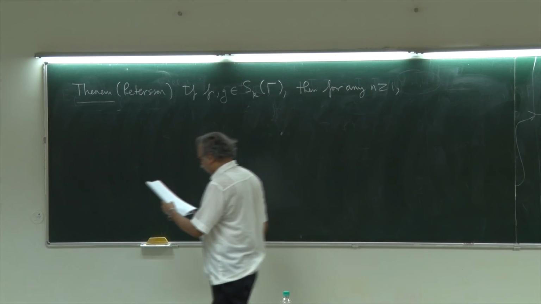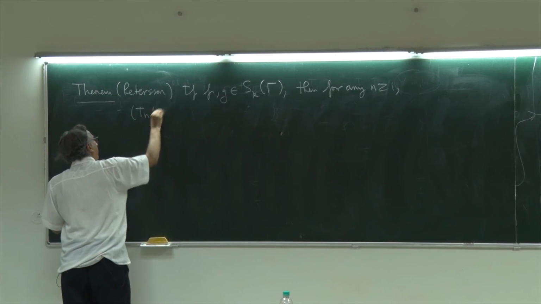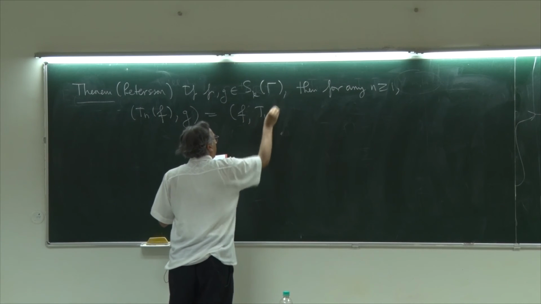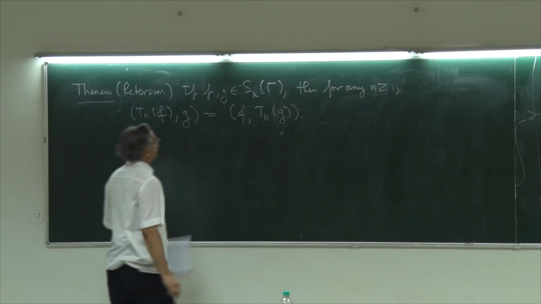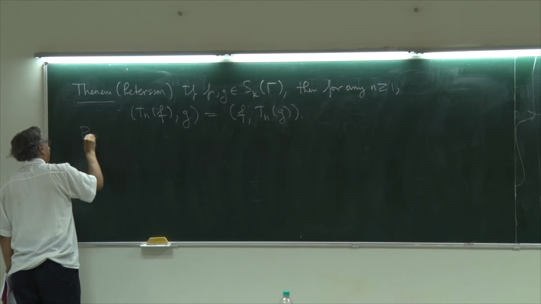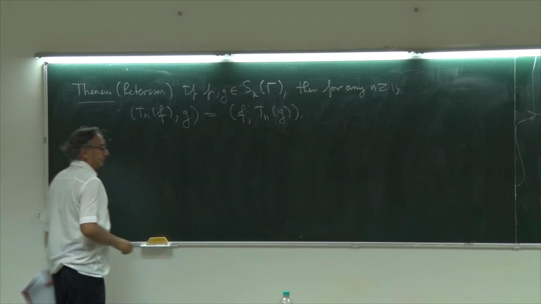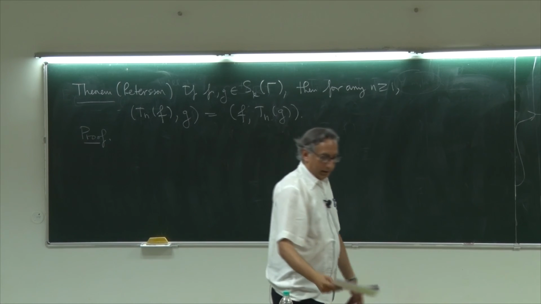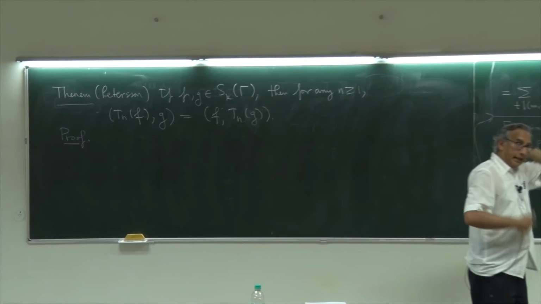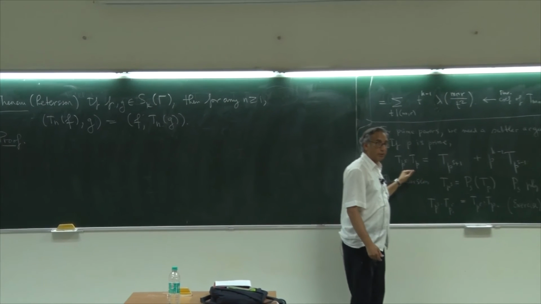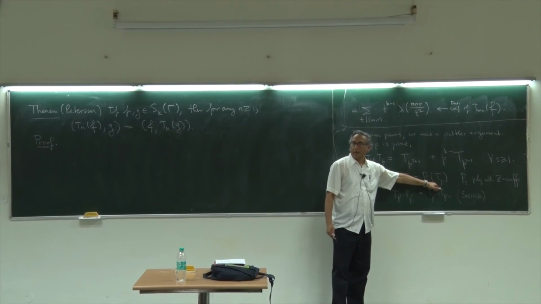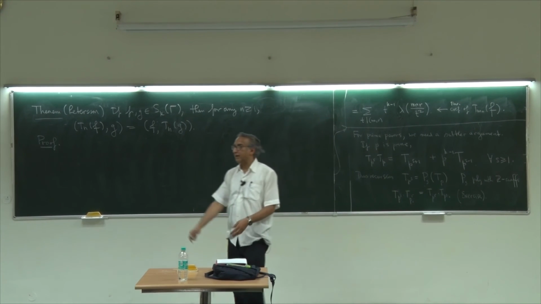For any n bigger than or equal to 1, the inner product of T_n f with g is the same as the inner product of f with T_n g. Proof. Well, by what we just calculated, we showed that the Hecke algebra is generated by the T_{p^s}'s. But each T_{p^s} is a polynomial in T_p. And therefore, the T_p's generate the entire Hecke algebra.